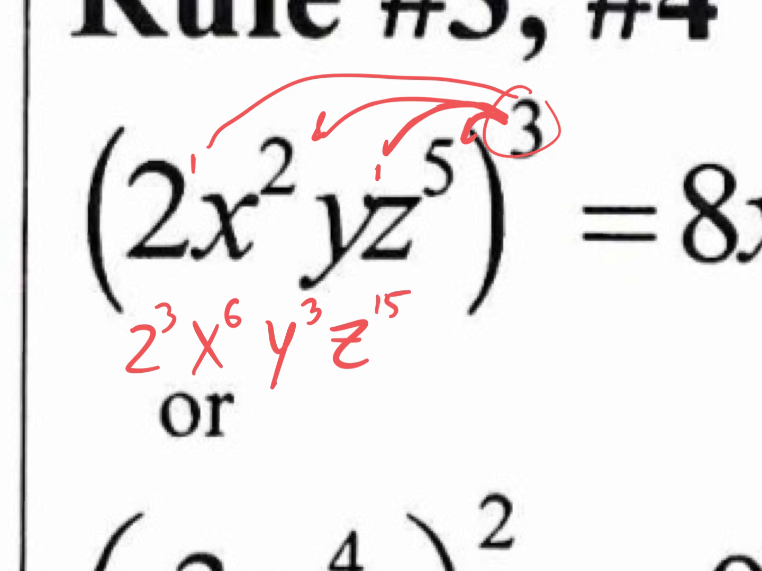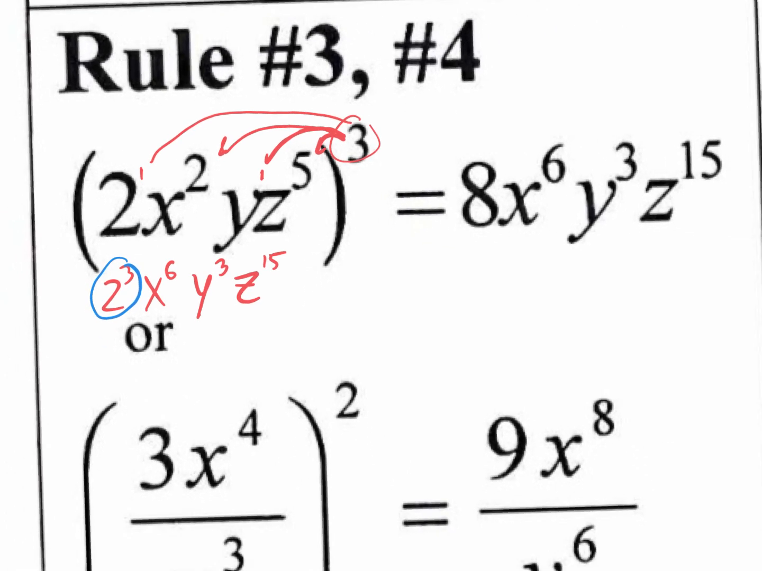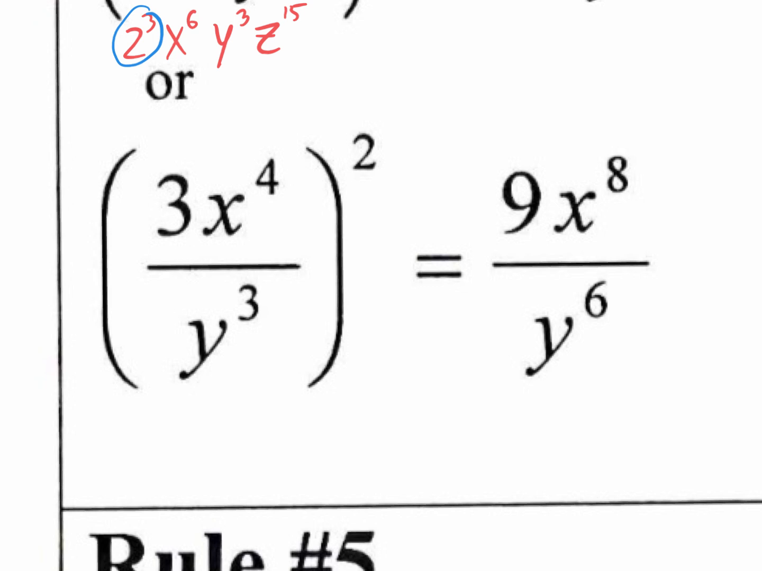The only other thing you could do is actually work out 2 to the 3rd. 2 to the 3rd is not 6. 2 to the 3rd is 2 times 2 times 2, which gives us this 8 right here. So anytime you have parentheses with an exponent on the outside, distribute that outside exponent to each term on the inside. And that's true even if you have a fraction on the inside of the parentheses.